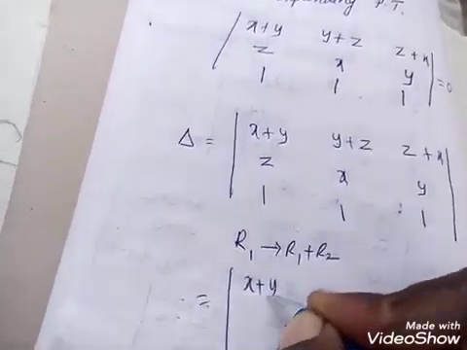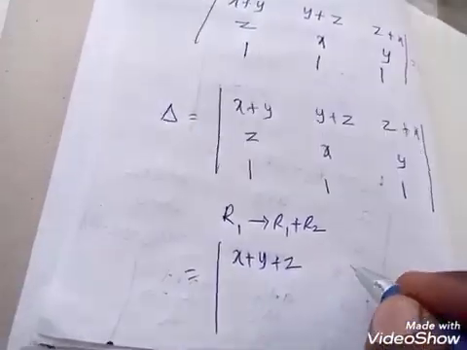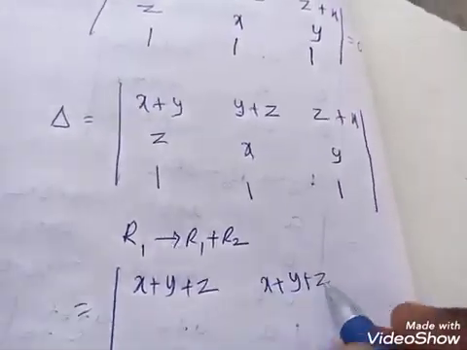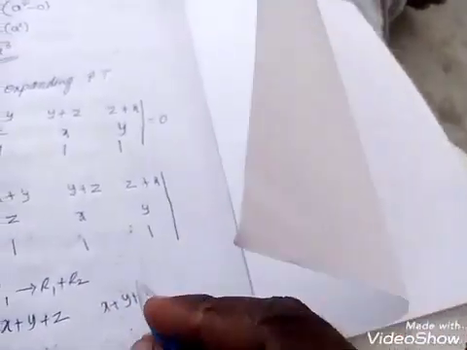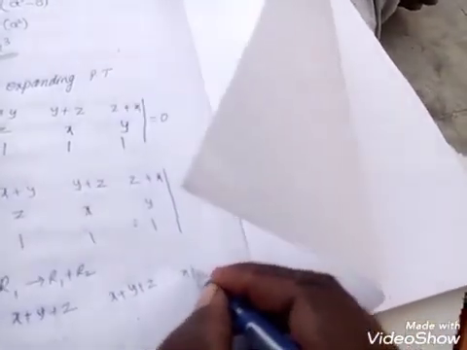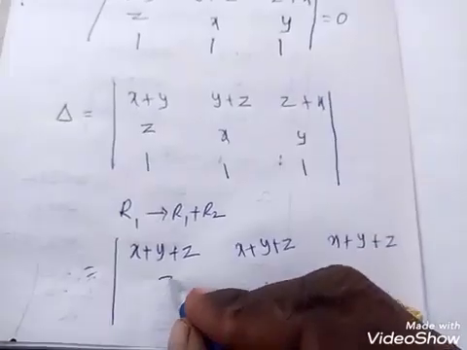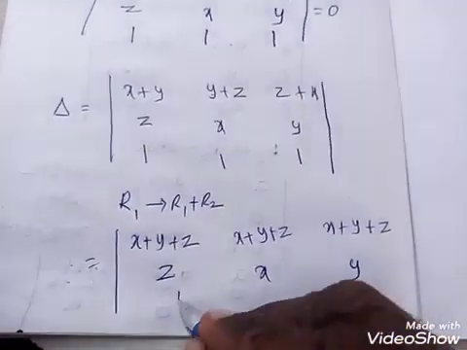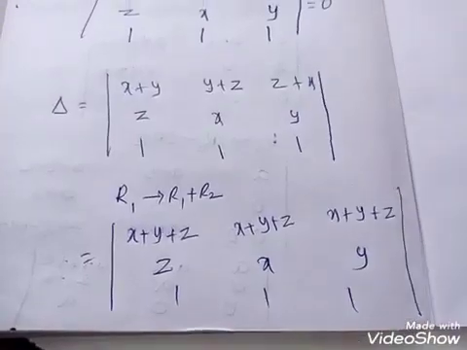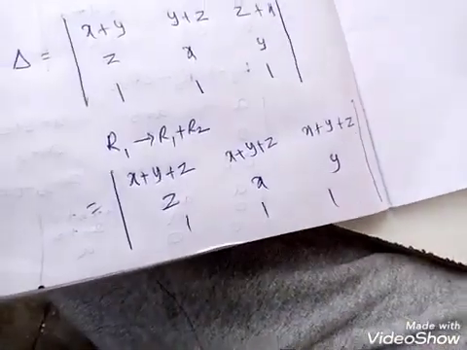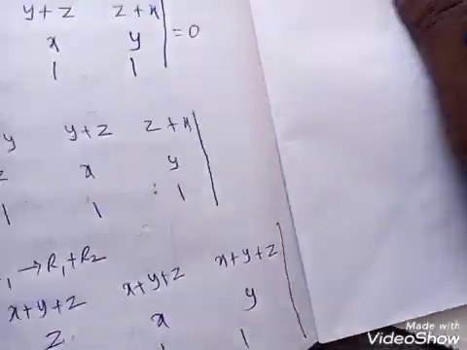X plus y plus z, x plus y plus z, and x plus y plus z, and the remaining rows as they are: z, x, y, 1, 1, 1. Now what are you going to get? Taking common. Here what do you have to take common? Observe the first row. In all elements x plus y plus z is there, no?